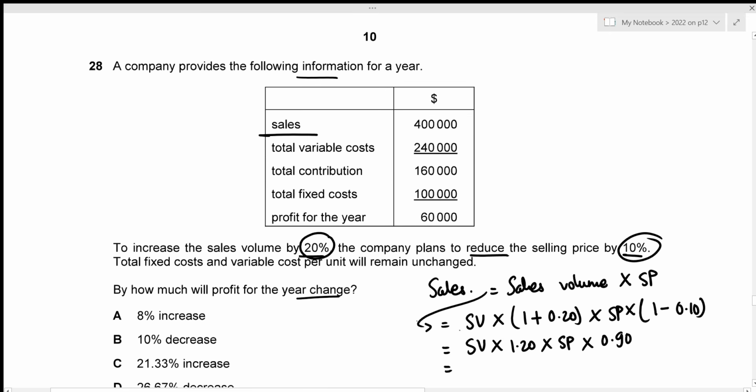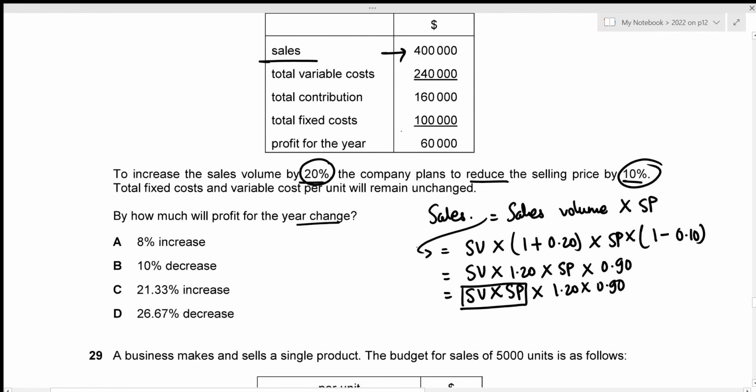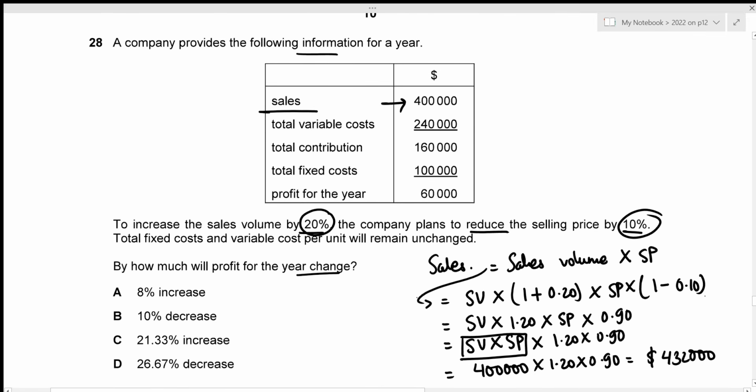And we know that the previous sales equaled sales volume times sales price. And this value is 400,000, right? So we can just substitute that amount. So our new sales value is going to be 400,000 times 1.20 times 0.90, which results in the amount of 432,000. So that is our new sales value. I'm just going to create a statement here. So the new sales is 432,000.